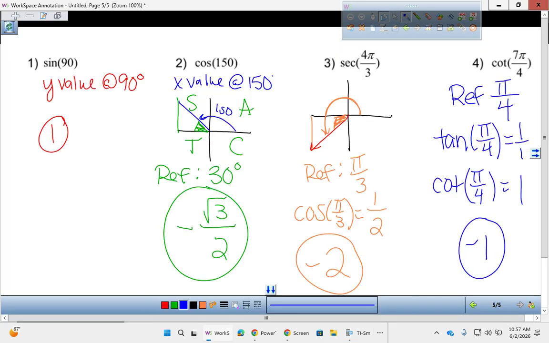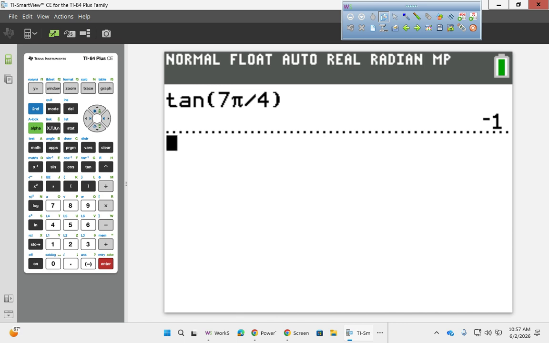So all of these are, I give you the angle, you give me the coordinate. There is another one. The next examples are, I'm giving you the coordinate, now you need to give me the angle.